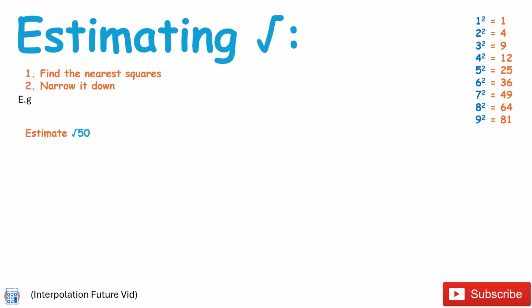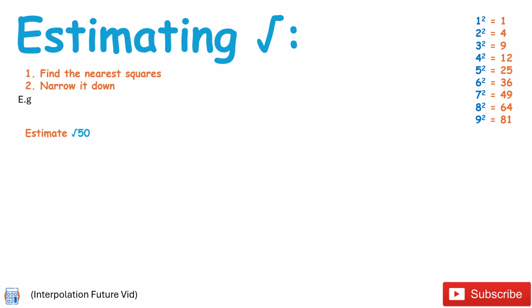Estimating square roots is quite similar. You have to find the nearest square and then narrow it down. So for example, if I say estimate the square root of 50, I like to write out a few square roots on the right. It just gives you an idea of where to place it in between. So 1, 4, 9, 16, 25, 36, 49, 64, 81.